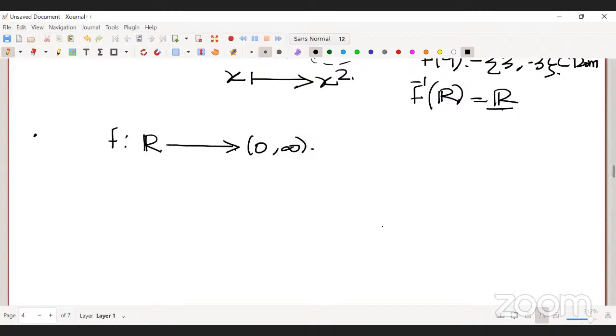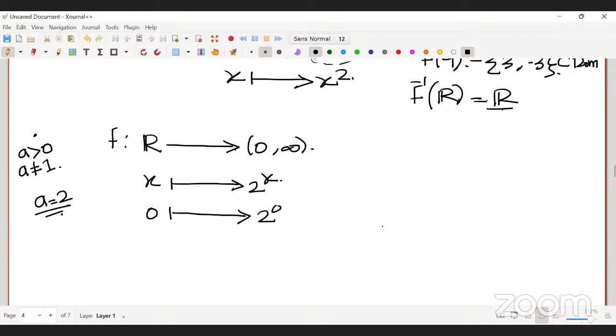So now you cannot take A to be negative. You cannot take A to be 1. But if I take A to be 2, then I will get a map from R to 0 comma infinity, the open interval. So if I take 0, what will I get? 2 to the power 0, which is 1, right? So 1 is in the range of F, right?